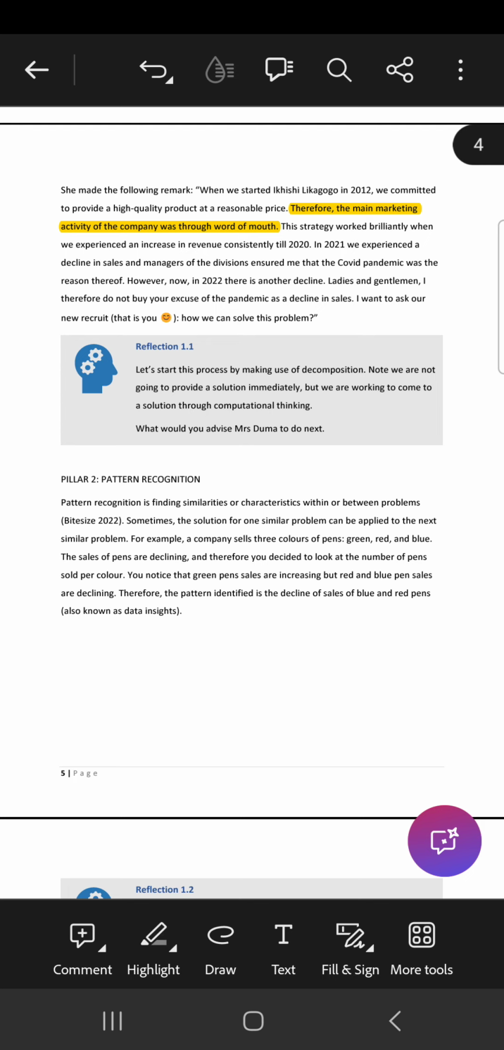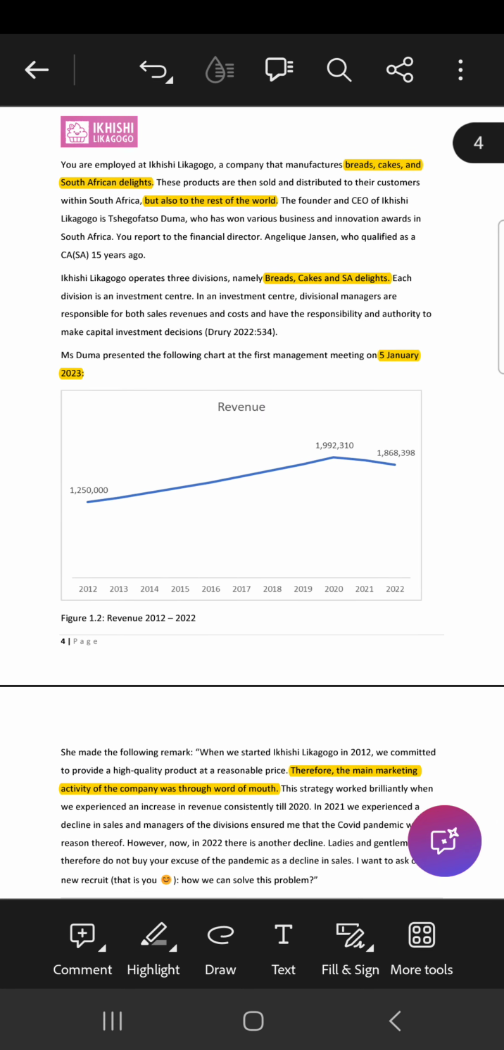Remember, decomposition, we are breaking these things down, right? So again, what makes up the sales figure? What makes up the sales figure? It's the quantity of sales and the selling price per unit of the various products. So now what we need to do is say, okay, great. First things first, what are the products we are selling? We are selling breads, cakes, and South African delights.